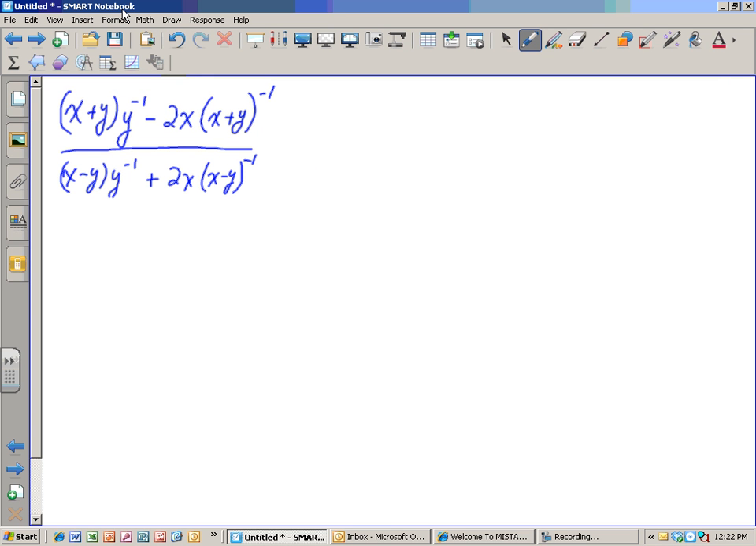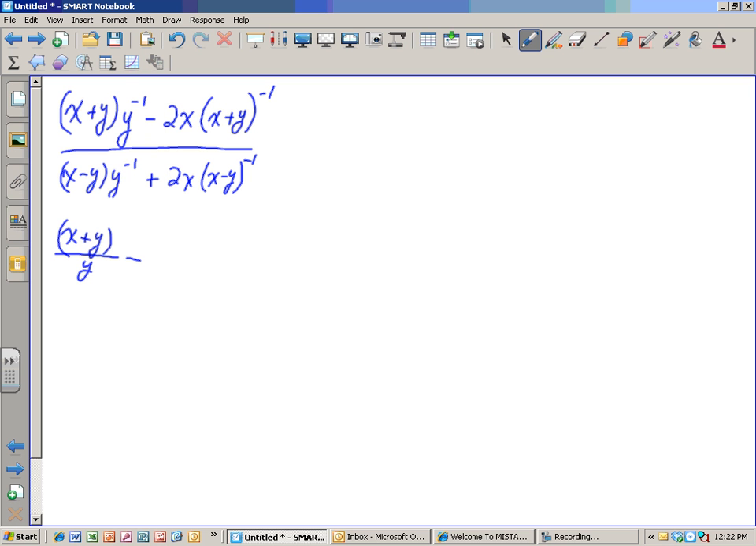All right, so this is problem number 43. And what I think I'll do here, the first thing you want to do is try and get rid of your negative exponents. So I'm going to rewrite the problem. I'm going to have x plus y in parentheses, and I'm going to take the y to the negative 1 and just bring it underneath.